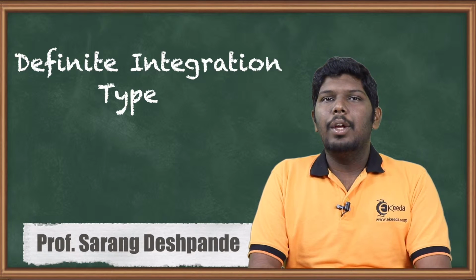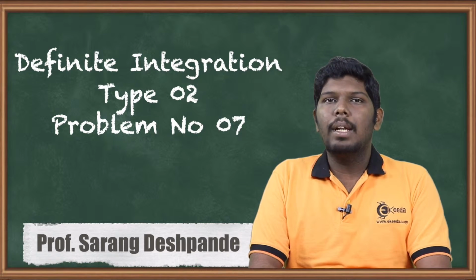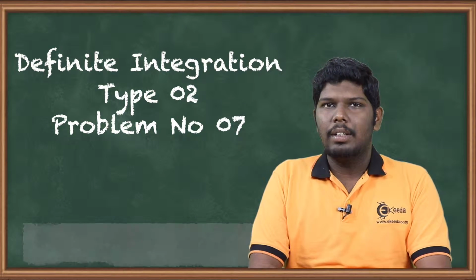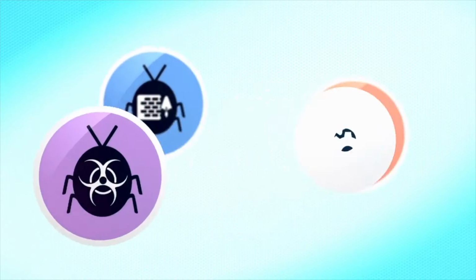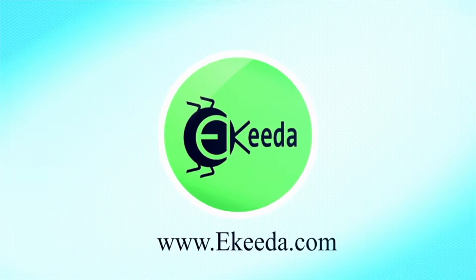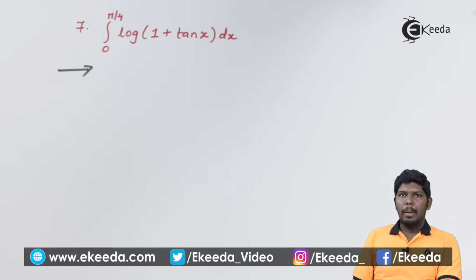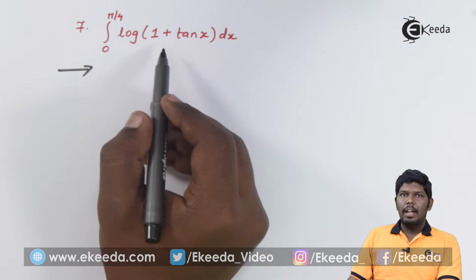Hello friends, in this video we are going to continue one more problem which is based on property number 2 of definite integral. Let us start with problem number 7. Integral 0 to pi by 4 log of 1 plus tan x dx. Let us consider this given integral as I.